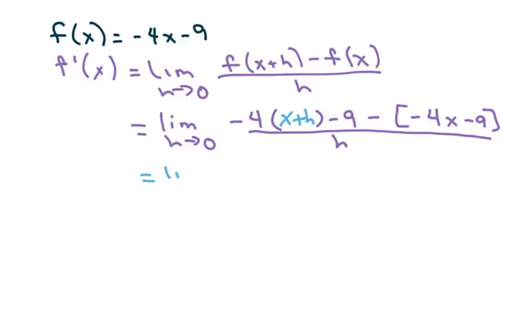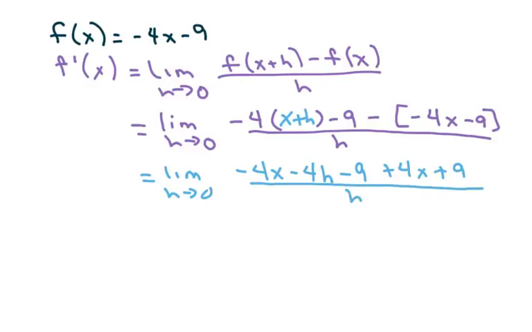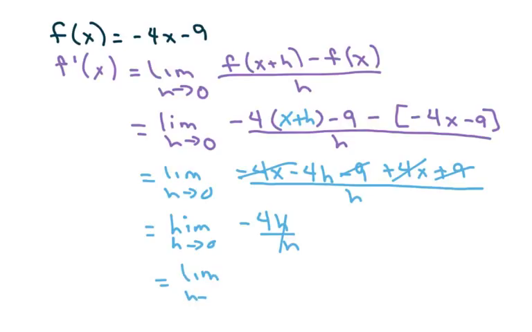And then you clean it up, distribute, simplify. And what happens here is everything should go away except this. Since the h's cancel, there's nowhere to put the zeros, so the limit as h tends to 0 of -4 is just -4.